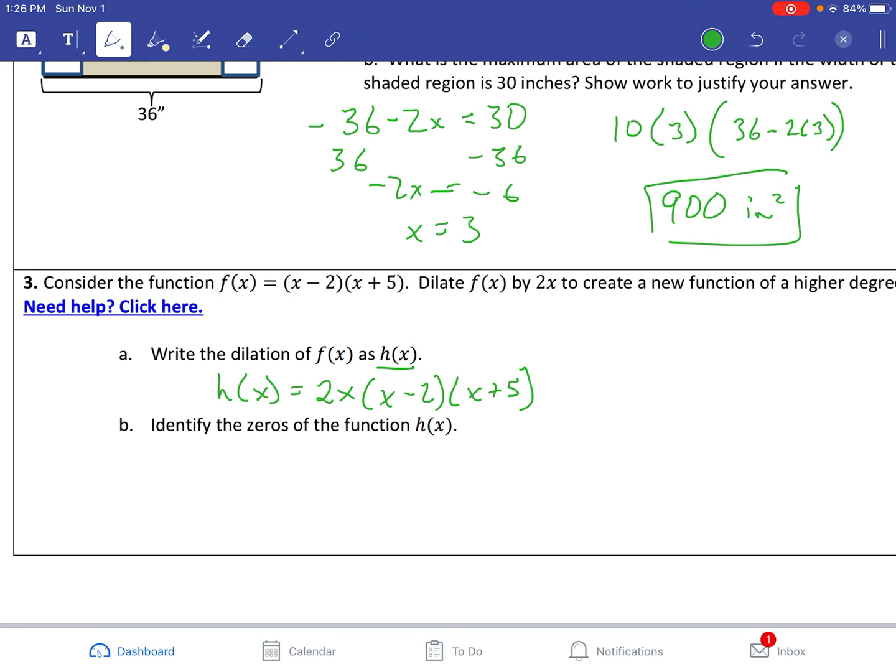For part A, you do not have to multiply it. It does not say, please put in standard form. In fact, part B does not say put in standard form. So again, do not multiply all these things together. It does, however, ask you to identify the zeros.